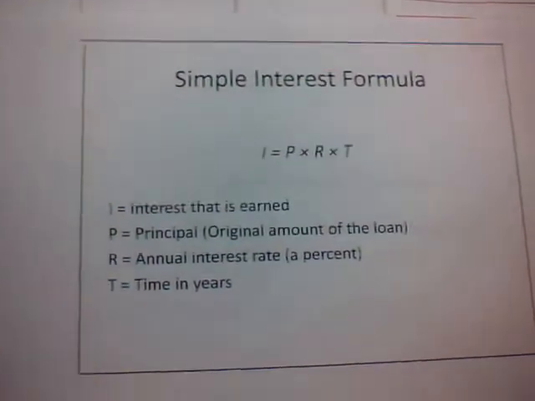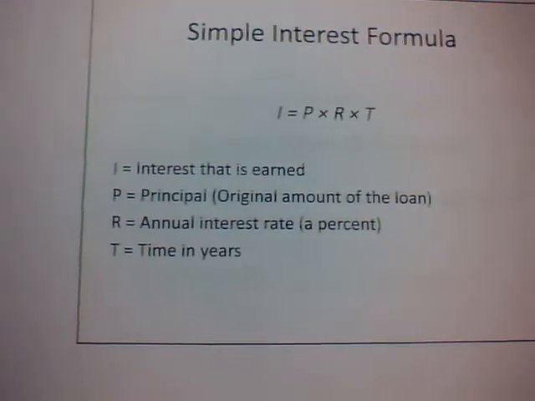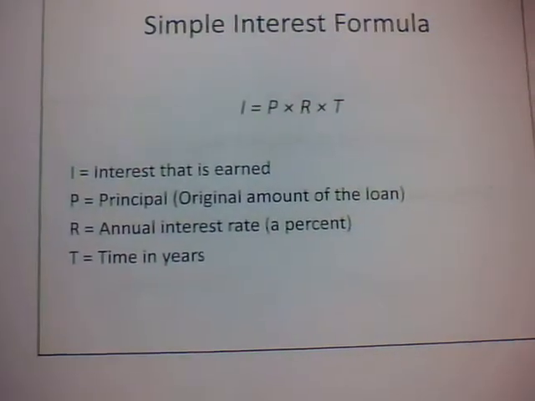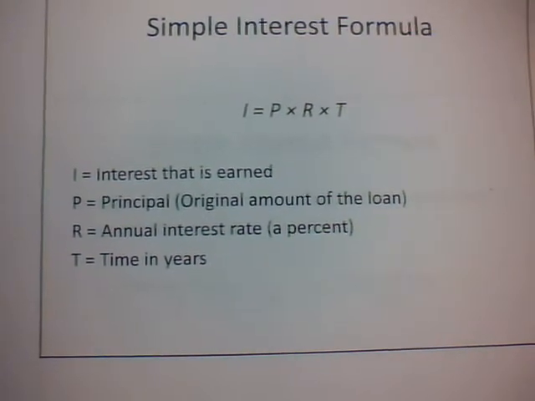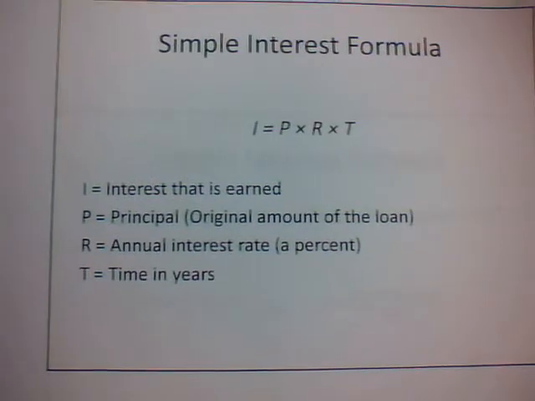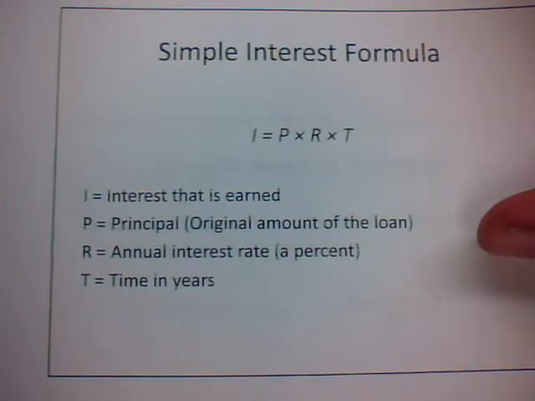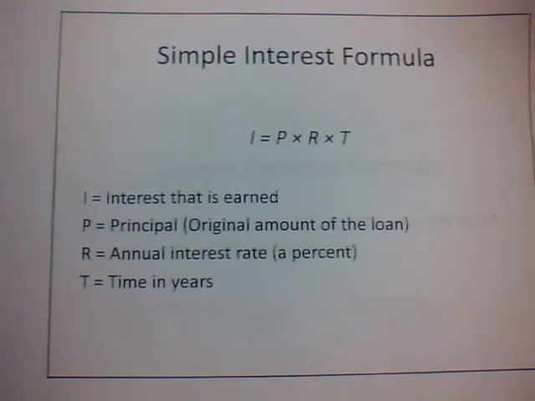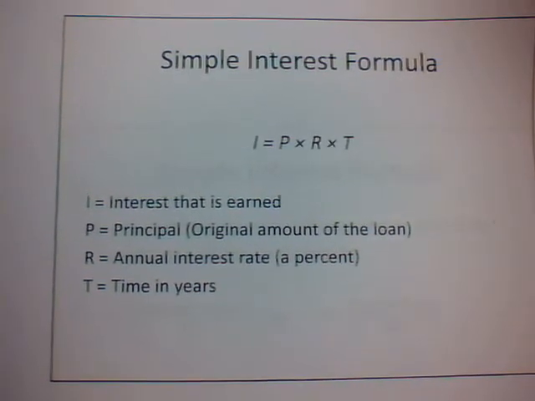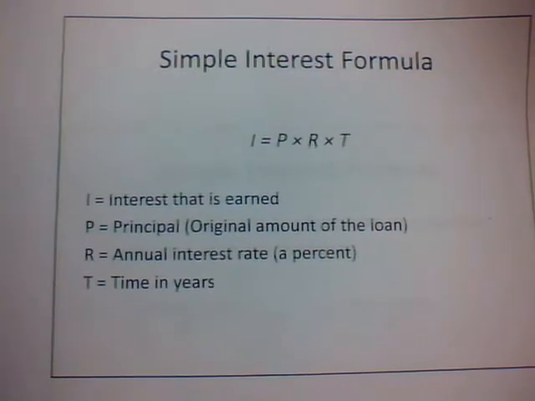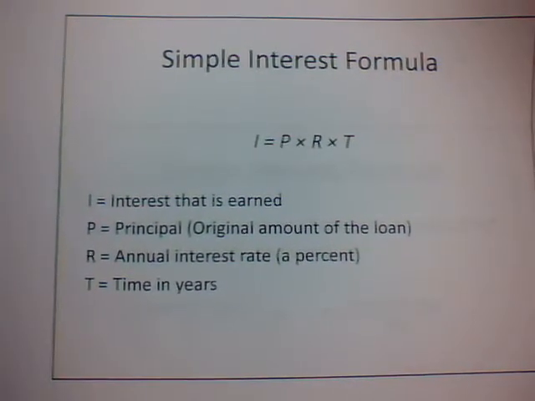We'll start off with the simple interest formula, and the simple interest formula is always going to be the formula I is equal to P times R times T. I is going to be the interest that is earned. The P is the principal or the original amount of the loan. The R is the annual interest rate, which is always in the form of a percent. And the time is always going to be in years.